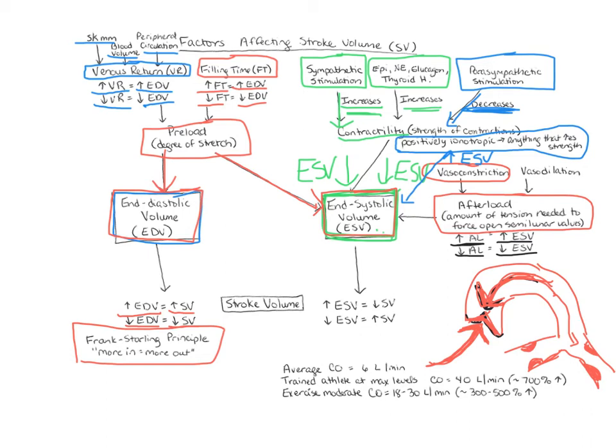So when we look at end systolic volume then, if you have an increased end systolic volume, if you have more blood left in your ventricles, then you're going to have less blood that got pushed out. So your stroke volume will be less. If you have less end systolic volume, that means you pushed a lot of that blood out that was in there, and your stroke volume will be increased. Okay.